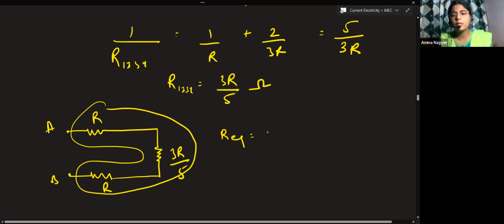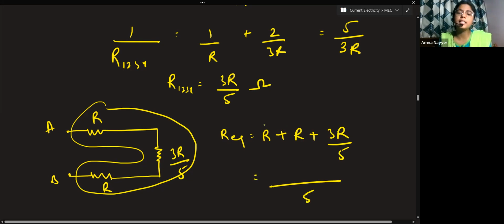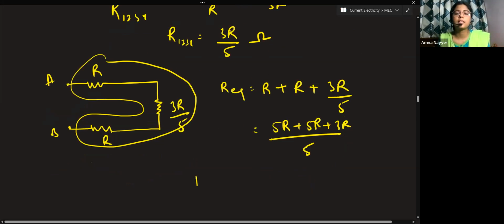So R equivalent will be what? R plus R plus 3R by 5. So 5 will be taken as the LCM. It will be 5R plus 5R plus 3R. So 10 and 3, 13. So R equivalent is 13 by 5 R. This much is the equivalent resistance.